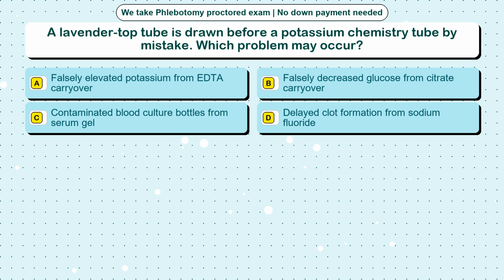Question 47. A lavender top tube is drawn before a potassium chemistry tube by mistake. Which problem may occur? Option A. Falsely elevated potassium from EDTA carryover. Option B. Falsely decreased glucose from citrate carryover. Option C. Contaminated blood culture bottles from serum gel. Option D. Delayed clot formation from sodium fluoride.